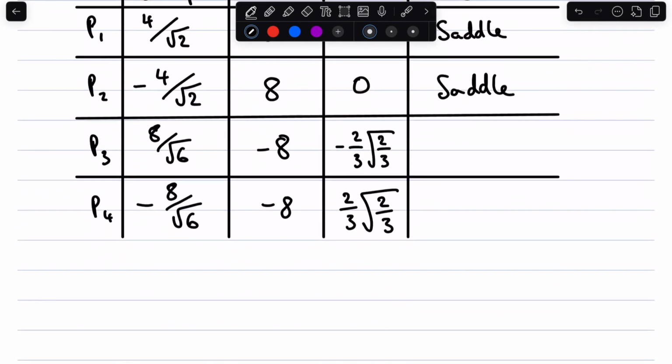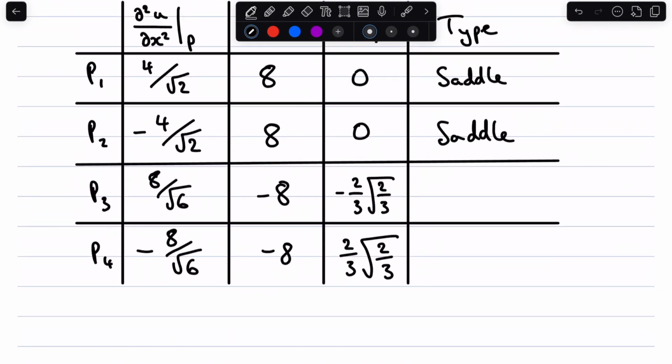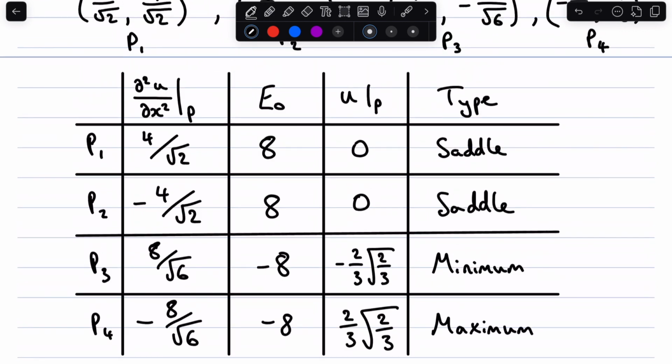Now for point 3, it's negative, so therefore we do need to look at this d2u by dx squared at the point P. And in this first case, it's positive, therefore we have a minimum located at minus 2/3, square root of 2/3. Then finally, we have a negative d2u by dx squared for our negative E0, so that must be a maximum. Now, with these 4 points and knowing what type of stationary point they are, we can arm ourselves to draw this function out using contours.